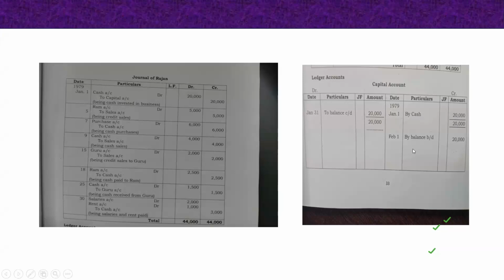Here we are following the rule of ledger posting: all income which comes into the business is considered as credit, and all which goes out of the business is considered as debit. Clear?